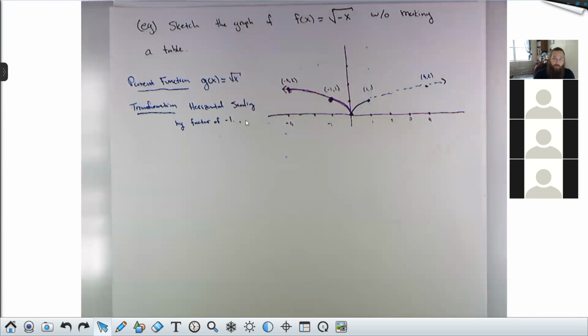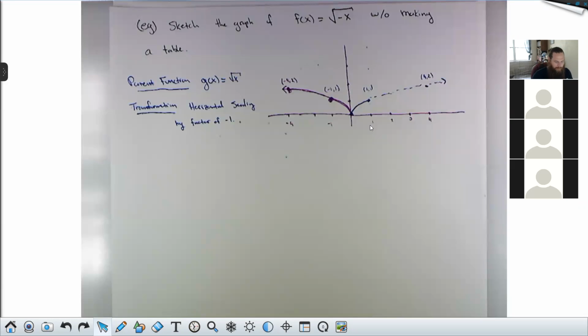This is a special kind of horizontal scaling called a reflection. It's a horizontal reflection. You're flipping over horizontally. And you could combine this with the other transformations that we've learned about. Like if I had the square root of -2x, then you would flip over and smush in by a factor of 1/2 like that. All right.